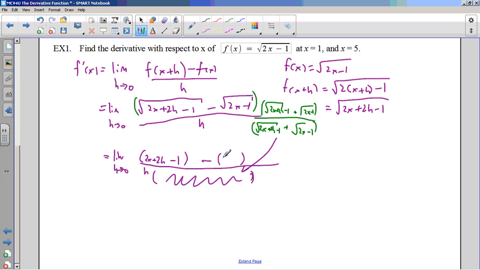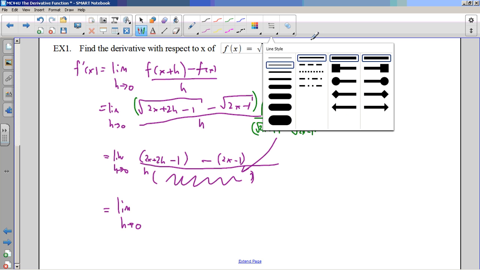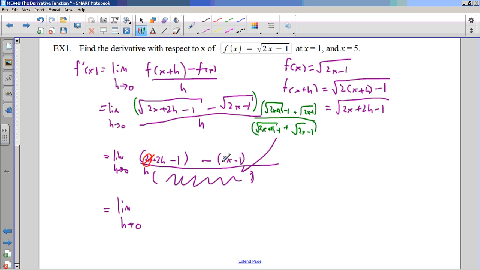And notice good things happen here. Now, limit as h approaches 0. Notice the 2x and the 2x will cancel out. Negative 1, subtract negative 1, it's going to cancel out. So what am I left with on the top here? On the top, I'm left with 2h.